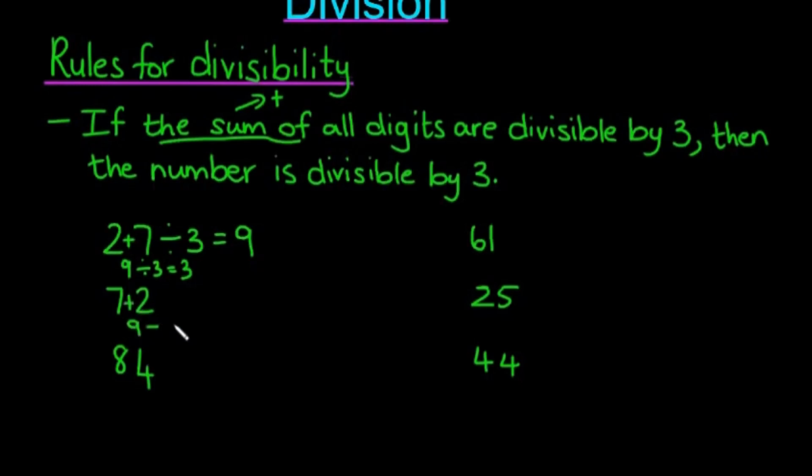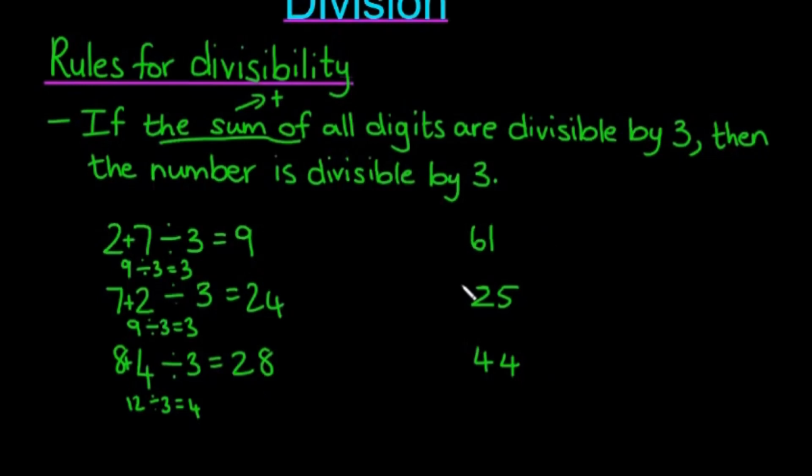And 9 divided by 3 is equal to 3, which means that 72 divided by 3 is going to give me an answer of 24. As well, if I add the numbers over here, 8 and 4, that's going to give me an answer of 12. And 12 divided by 3 is 4, which means that 84 is divisible by 3 and it's going to give me an answer of 28.